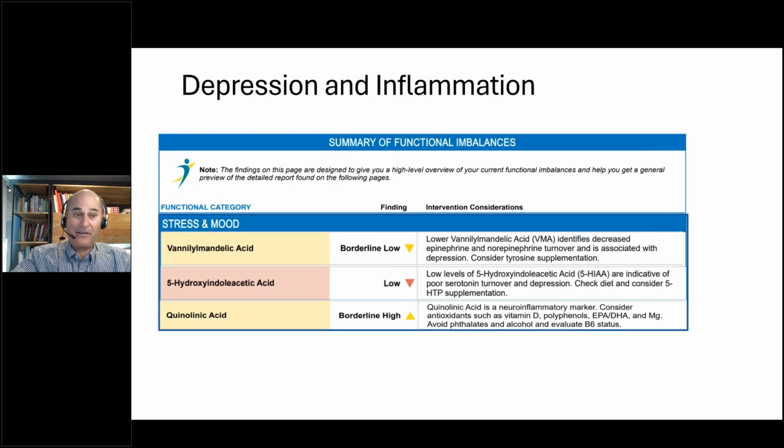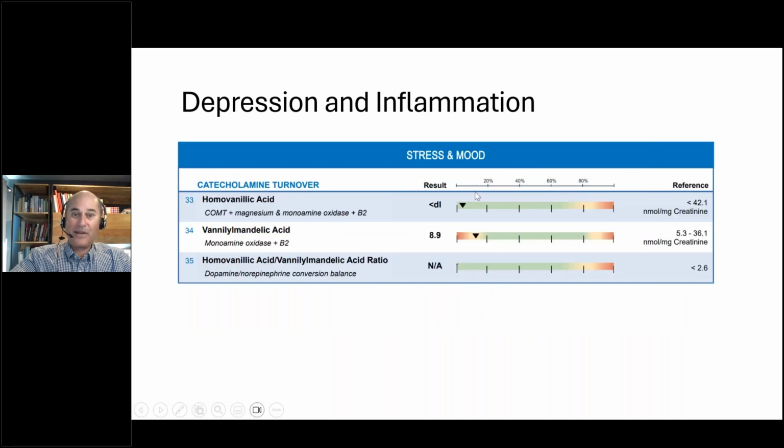Depression and inflammation, another case here. Vanilmandelic low, 5-HIAA low, quinolinic high. Remember quinolinic, when it goes high, it means there's neuroinflammation present. Quinolinic acid is neurotoxic. It damages brain cells. Low 5-HIAA, low serotonin, low vanilmandelic, low epinephrine and norepinephrine. And here you go, just right here on the test. So easy, so profound at the same time.